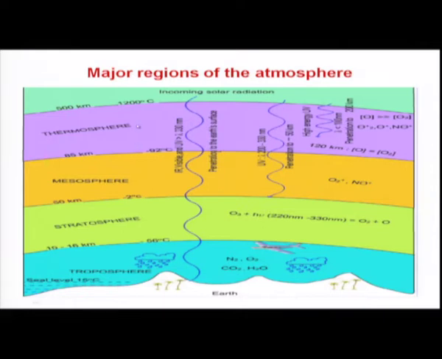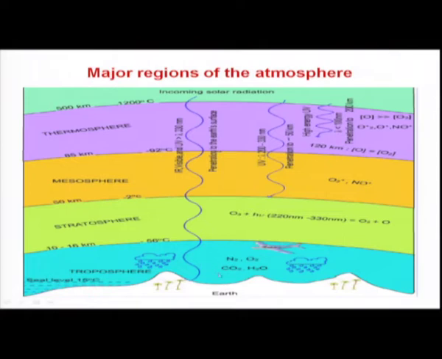And beyond this thermosphere, up to 500 kilometers, the temperature is very high. At the top of the thermosphere, the temperature may be about 1200 degrees Celsius. In this region, you can see there are various chemical species.